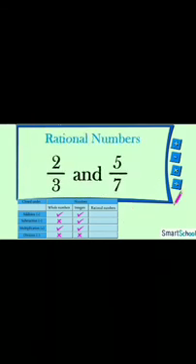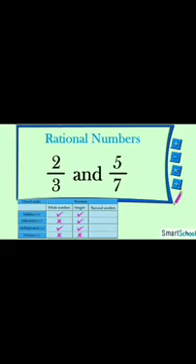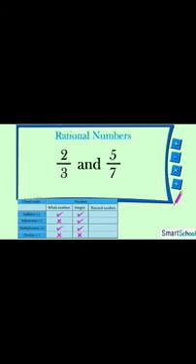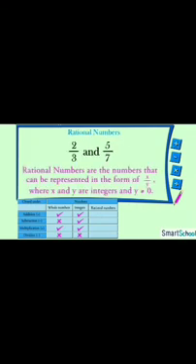Now, let us study about closure property for rational numbers. We know that rational numbers are the numbers that can be represented in the form of x by y, where x and y are integers and y is not equal to 0.